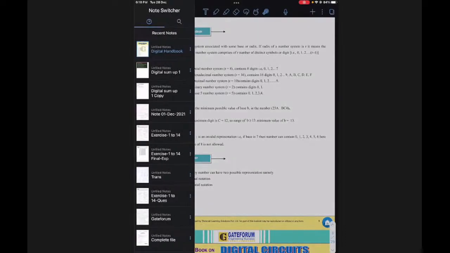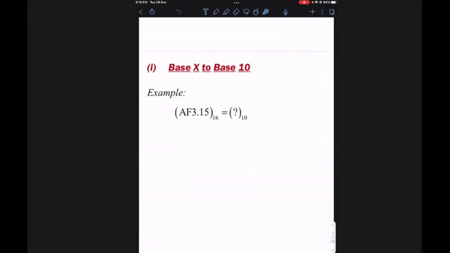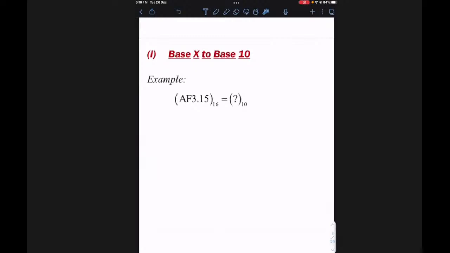So let us take the first question, which is this one. Actually, there are three models you can say. The first model is some random base x converted to base 10. The second model is some base 10 number converted to some random base. And the third model is one number system base converted to another one. So let's start with the first one, okay?